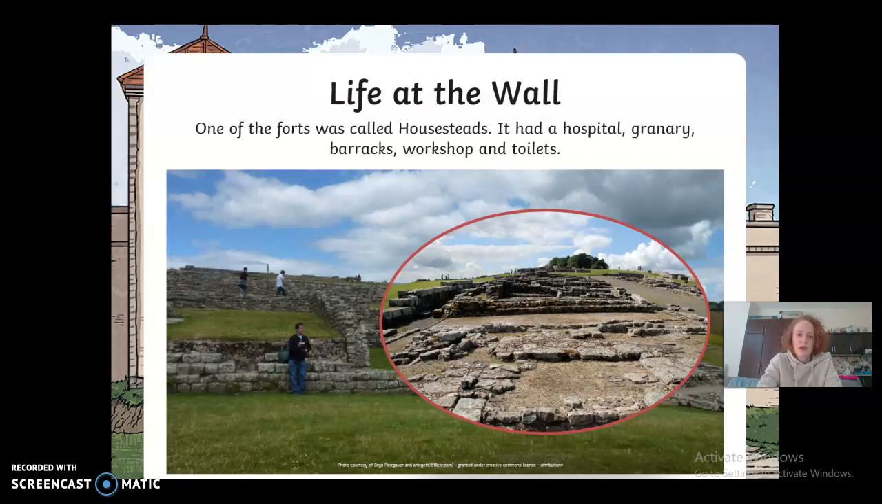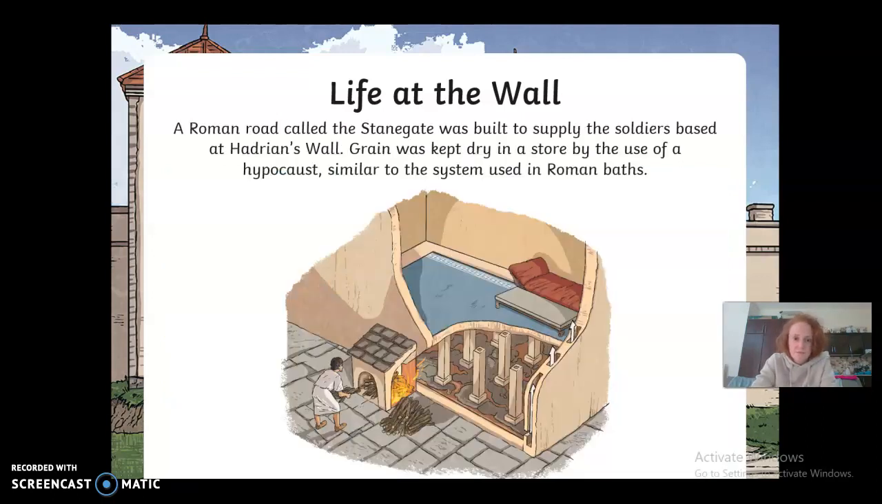Oh, there we go. All right, one of the forts was called Housesteads. It had a hospital, granary, which was the grain store, barracks, workshop, and toilets. These are the old ruins. This is how it looks these days. It's not there anymore, obviously, but we can still see the ruins. If you can, in the future, when you are old enough to travel, you can actually visit it. So there was life at the wall.